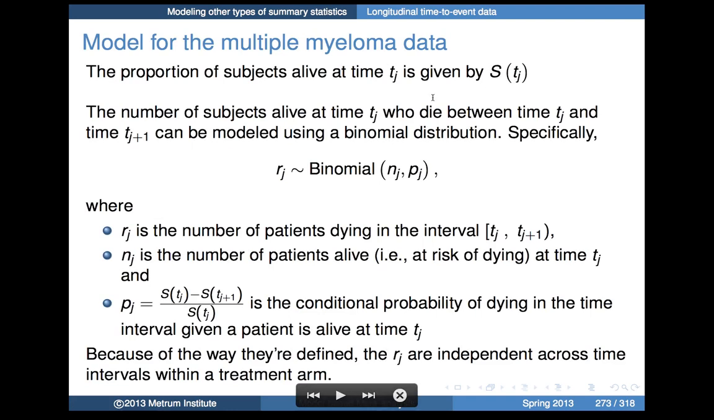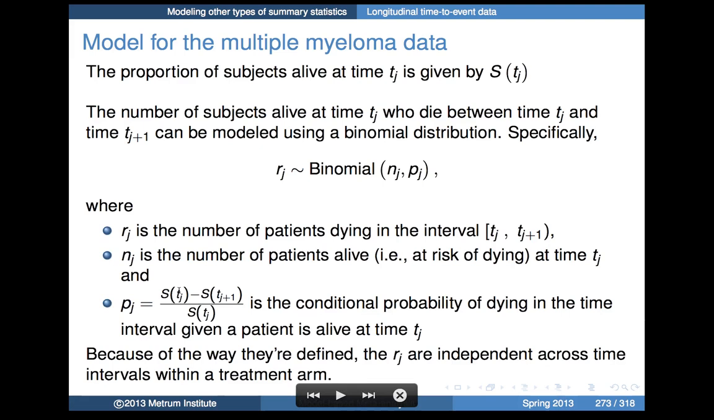Then it's pretty simple to show that, among the patients at risk at time tj, the number of patients who die within the time interval between tj and tj plus 1 we can model using a binomial distribution. The number of patients that die in that interval, rj, follows a binomial distribution, where the number of patients at risk at the beginning of the time interval is nj, and the probability of dying in that interval is pj.